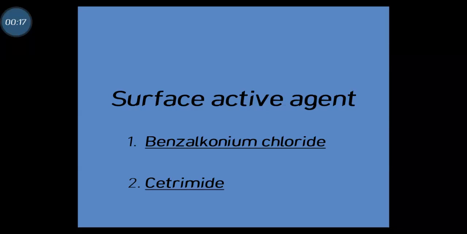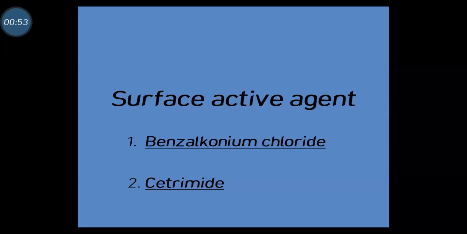So these are cationic surfactants. This cationic surfactant dissociates into a large and relatively complex cation, which is responsible for antiseptic activity, and a smaller inactive anion. So it is known as a cationic surfactant. These are two examples of surface active agents. Benzalkonium chloride and cetrimide are commonly used as cationic surfactants or surface active agents having bactericidal activity.